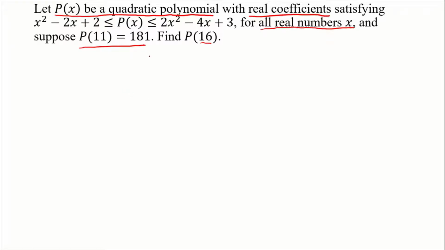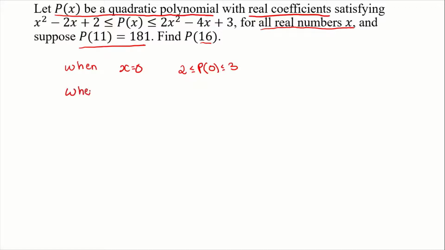Alright, so the first thing you want to do with most polynomial problems is just try and plug in some values, especially when it's as easy to plug in values as this. So let's see, when x equals 0, then we've got 2 is less than or equal to p of 0, which is less than or equal to 3. So when x is 0, 2 is less than or equal to p of 0 is less than or equal to 3. Great. What about when x equals 1?